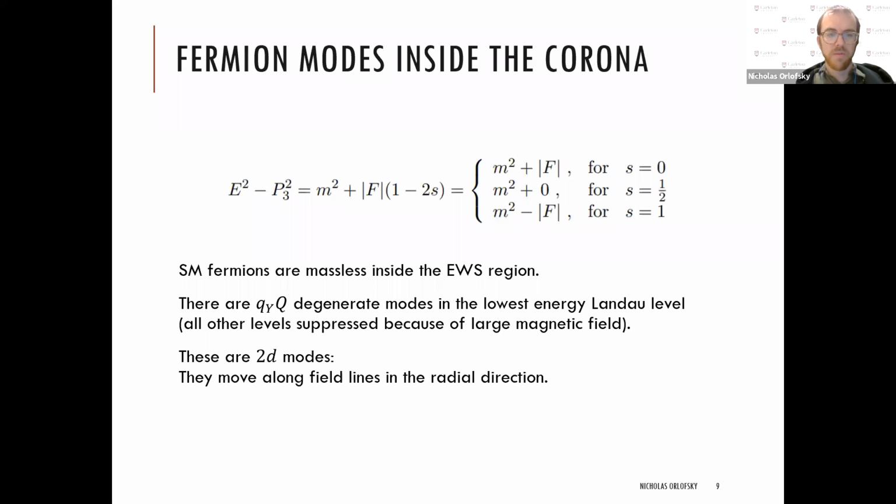And so as we'll see, there are two interesting effects with these massless fermion modes, or these massless fermions. There ends up being some factor of Q, which is the charge of the black hole times the hypercharge of the fermions, degeneracy in the modes of this lowest energy Landau level. And these Qy times Q degenerate modes propagate only along essentially the radial and time directions. So that's why I call them 2D modes. So let me explain a little bit more what I mean by this.